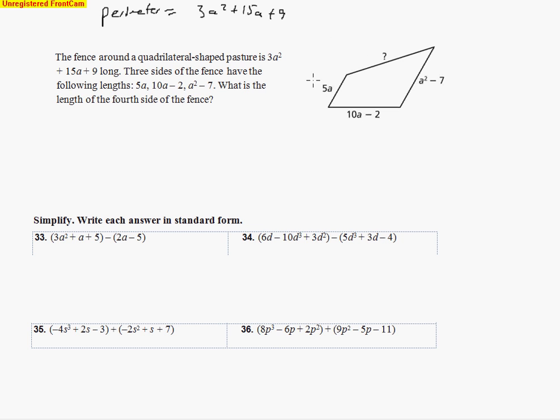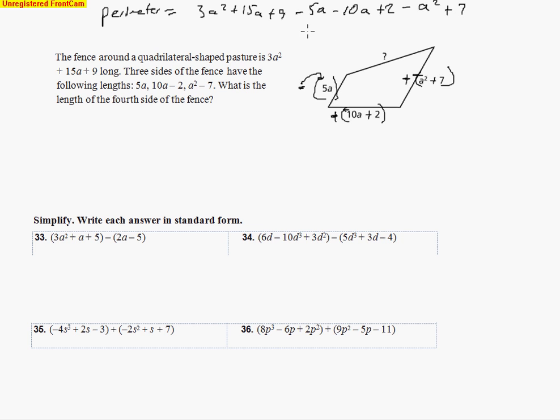So what I'm going to do is subtract all of these from that perimeter. And so when you subtract, all those signs are going to switch. So I take away 5a, so it's going to be a minus 5a. And then here I'll add the opposite, so all of these signs are switching. So it becomes a negative 10a plus 2. Again, all the signs switch inside the parentheses there. So it's a negative a squared plus 7.